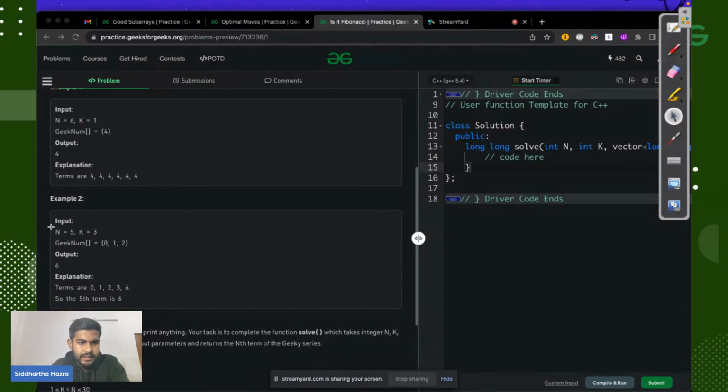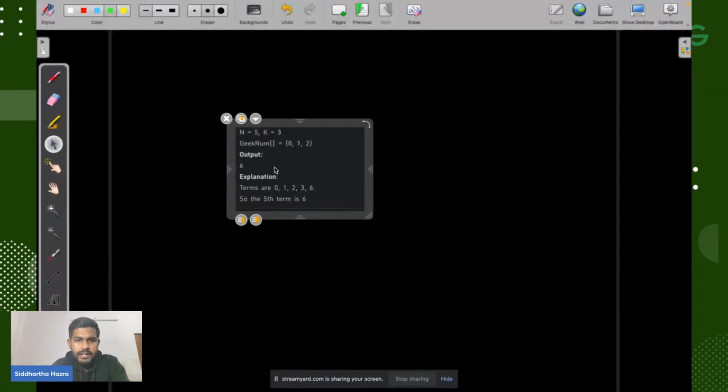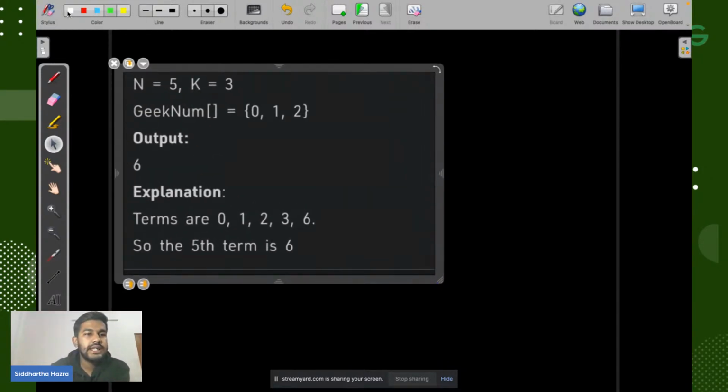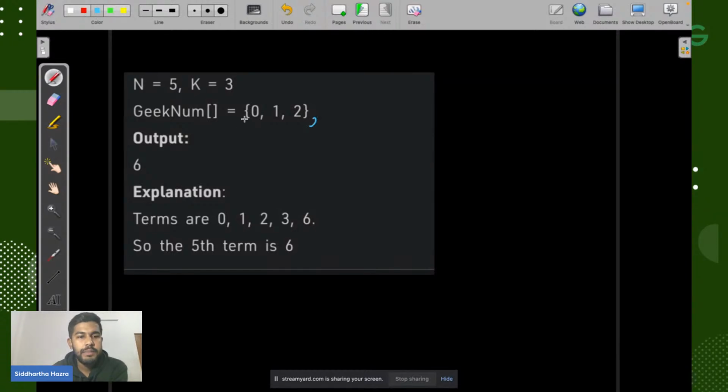We have to find the nth term. Now we can say that the next number would be nothing but the sum of the previous three numbers. So 0, 1 and 2: 0 plus 1 plus 2 is equal to 3. Then the next value is 3 plus 2 is 5, 5 plus 1 is 6. So we can see that these three numbers made up this value and these three values made up this value. Fair enough.